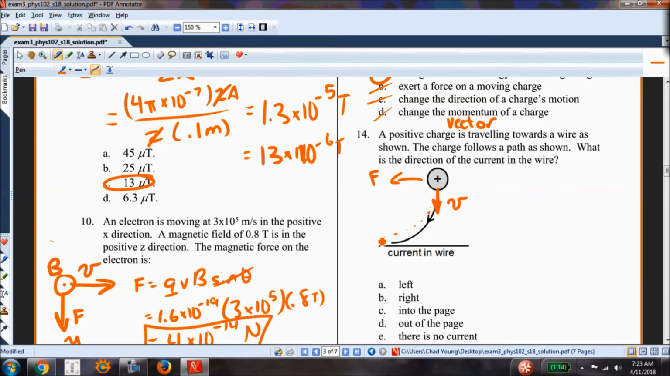So what magnetic field has caused that? Well, looks like a magnetic field that is out of the page on this side of the wire has caused a force in that direction. That means it's going to be into the page on this side. Now we use our third application of the right-hand rule to figure out what is the direction of that, and I get to the right. So I have to have a current to the right. So 14 is B.